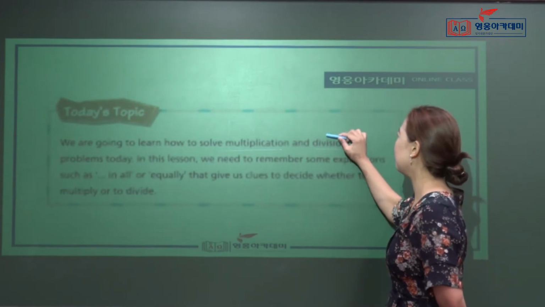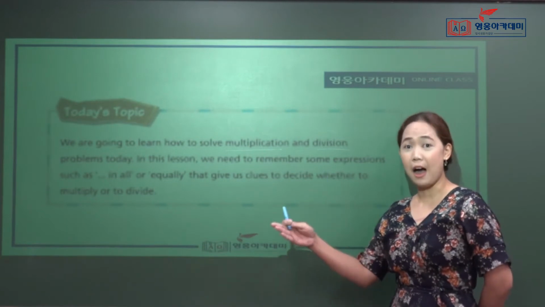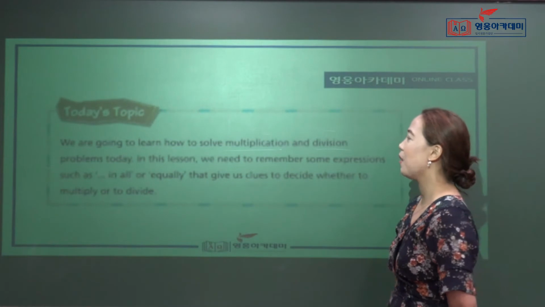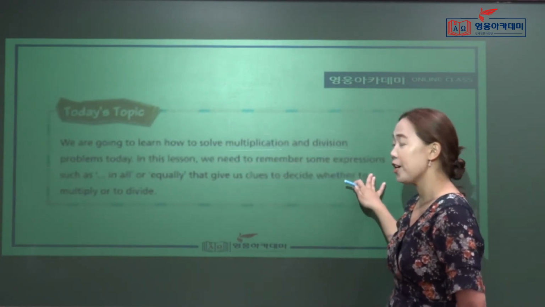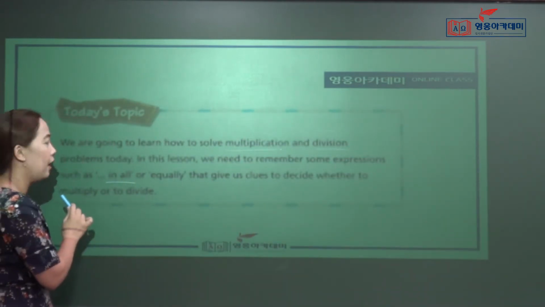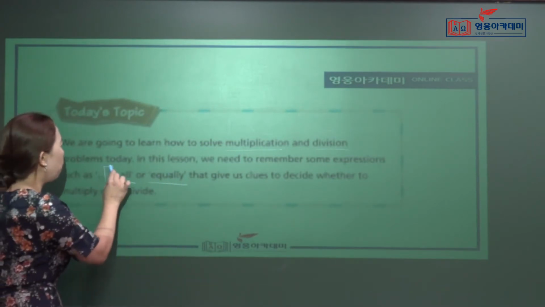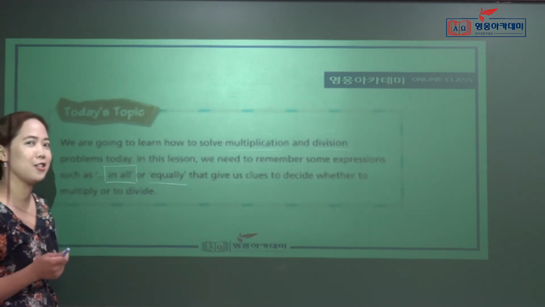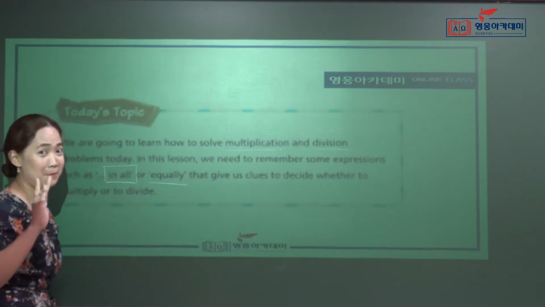This is the symbol for division. Okay, we say division or divided by. Divided by. One more time. Divided by. That is right. So here, we need to remember some expressions. What are those expressions? In all and equally. Take a guess, guys. When do we use this expression in all? During division or during multiplication? Right. We use in all during multiplication.